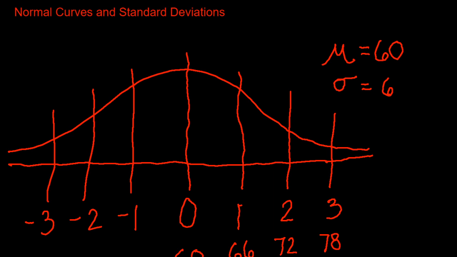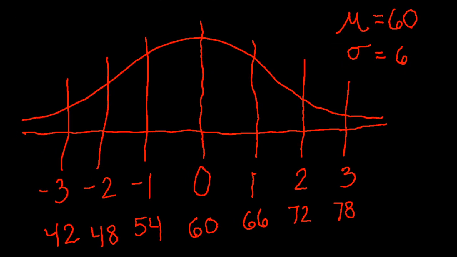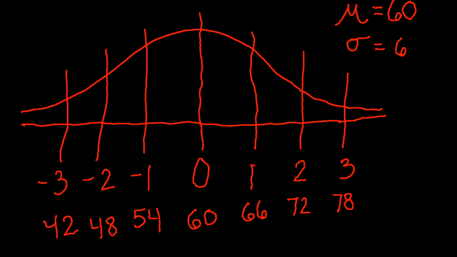All right, opposite direction, we're just going to subtract 6. 54, 48, and 42. I'm going to move this up so you can actually see those a little bit. Here we go. And we have successfully labeled our normal curve.